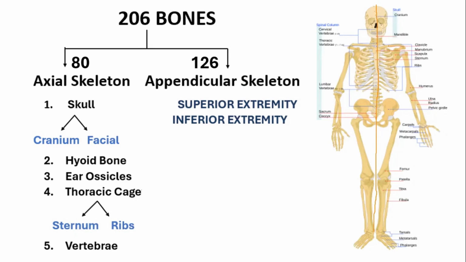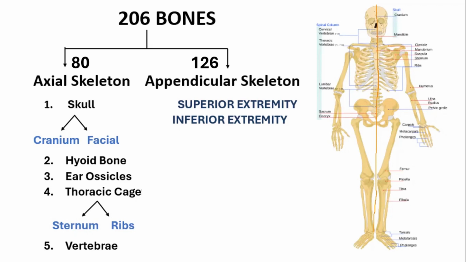For example, the limbs. The upper limbs, or you can call it the superior extremity, and the lower limbs, which you can call the inferior extremity. Now, when we are dealing with the axial skeleton, we have the skull. Skull means we have to read about cranium bones and facial bones. You can say the cranium bones are the bones of the head region. And also the facial bones, and then the hyoid bone, then ear ossicles and the thoracic cage.